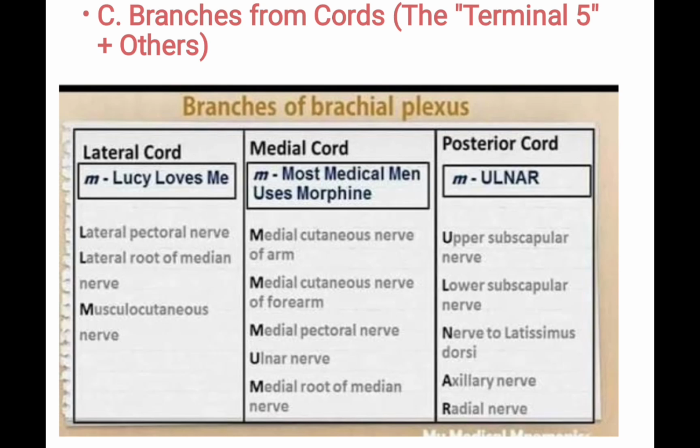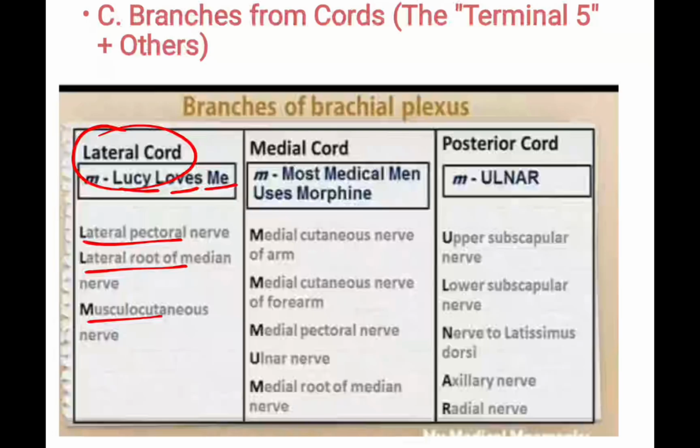But now we are going to look at the other branches, and remember the mnemonic here is Lucy loves me. Lucy loves me. That is from the lateral cord. Other branches we have, what are they? We have the lateral pectoral nerve, the lateral root of median nerve. Remember we said the lateral cord gives a contribution to form the median nerve. So we have the lateral root of median nerve, and we have the musculocutaneous nerve. Make sure to revise this, write it down, revise this over and over so that you'll be able to remember.